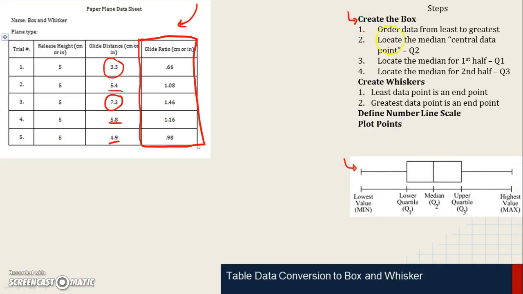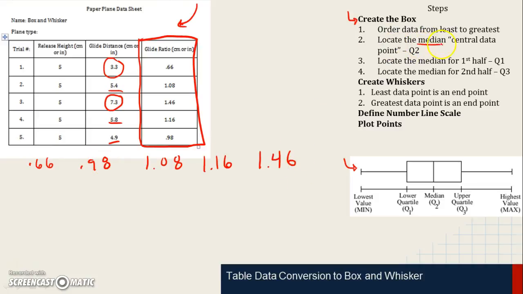The first thing you do when you create the box is take the data points that you have. I've got 5, and you list them from least to greatest. The least here would be 0.66. The next one would be 0.98, and then 1.08, 1.16. You should be doing these with yours. Then 1.46. So I've got 5.